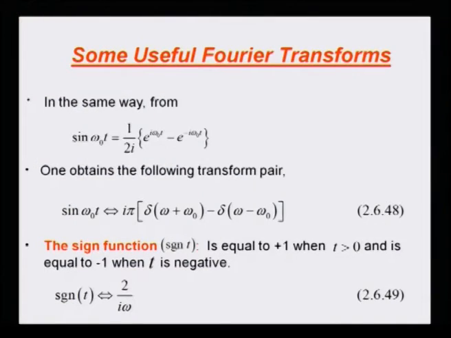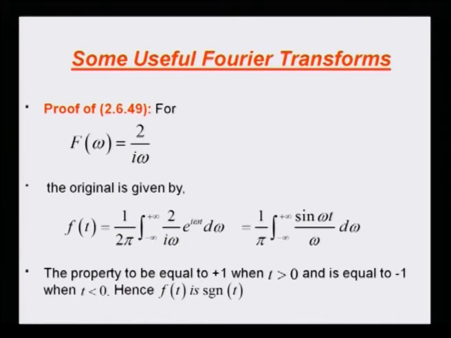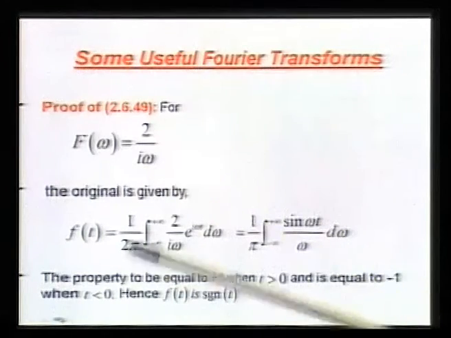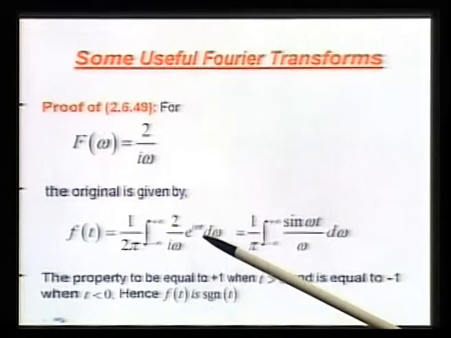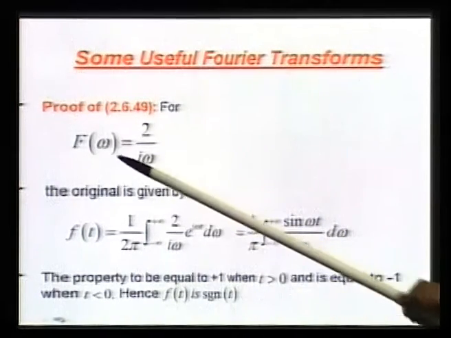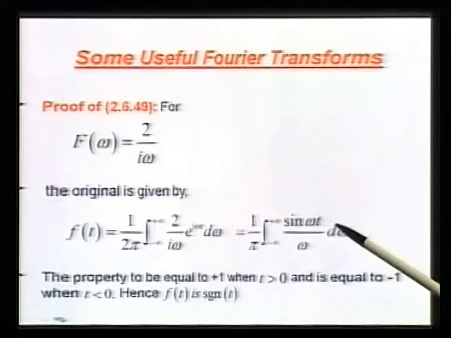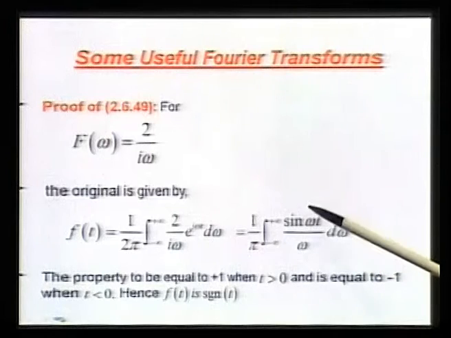Well, it does not fall out readily. So, let us see how we can do it. Let us do it the other way around. Let us say I have this F of omega given by 2 by i omega. So, I can construct the original from the property. I just substitute 2 by i omega instead of F of omega. So, I get 1 over pi and this, and this is a very interesting function.